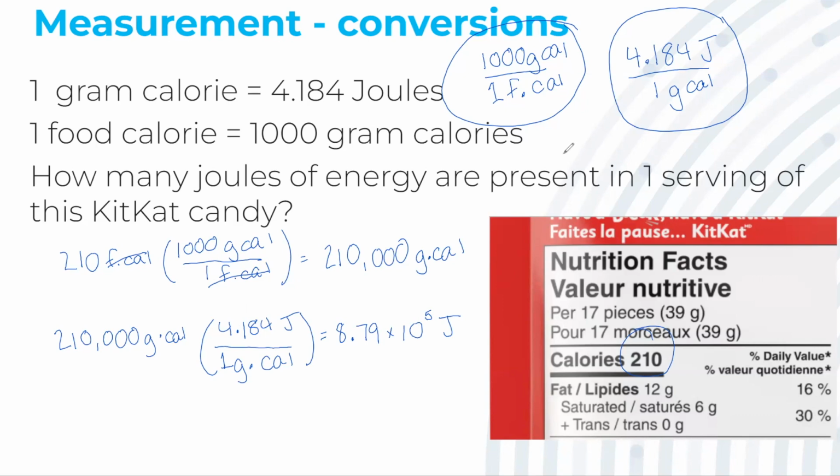So again, you can convert anything. You could say, okay, how many calories, how many joules is that? I could figure out pretty much any unit to any other unit as long as I have what the conversions are. And again, I did gram calories divided by gram calories, so that unit cancels out and I'm left with joules.